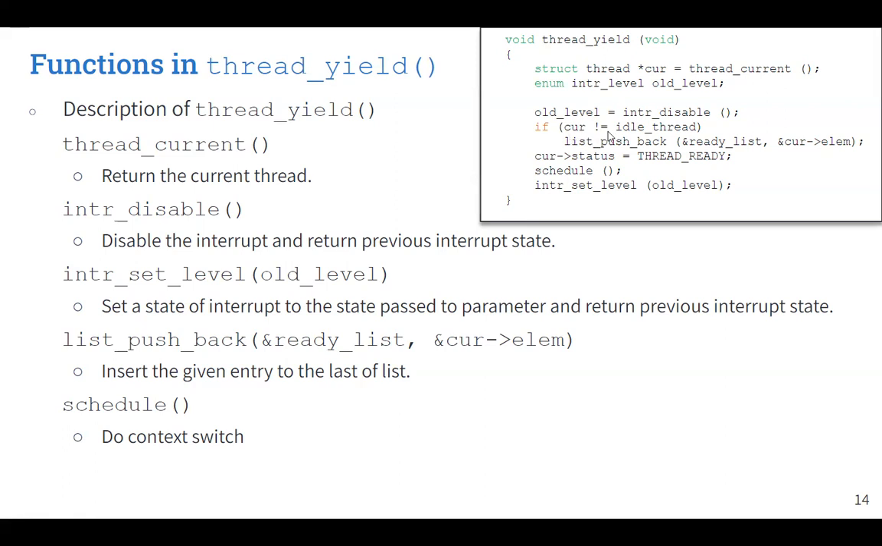And if the current thread is not the idle thread, it will push the current thread to the back of the ready list. So that's using the list pushback method. And then the schedule method does the context switching. So yeah, that's the thread yield function. Do you have any questions until here? Okay.